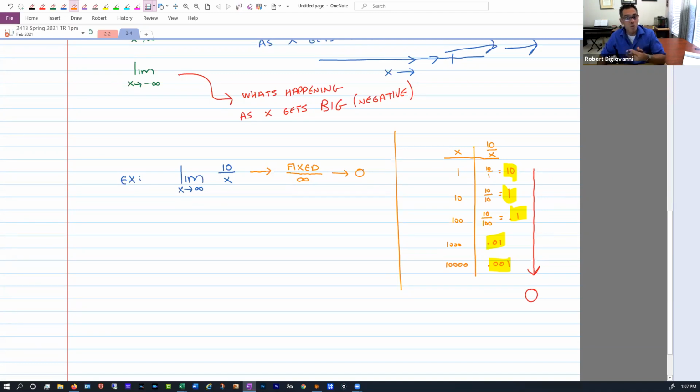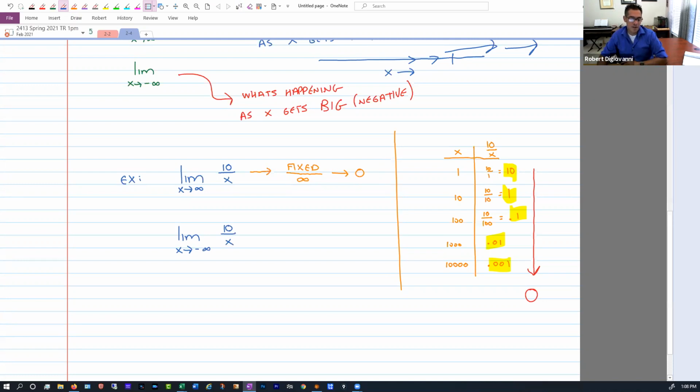And that means there's no work to be done, okay? We don't have to do any work. We just have to understand that's what happens. Let me give you another one. What happens if I do limit x goes to negative infinity of 10 over x?